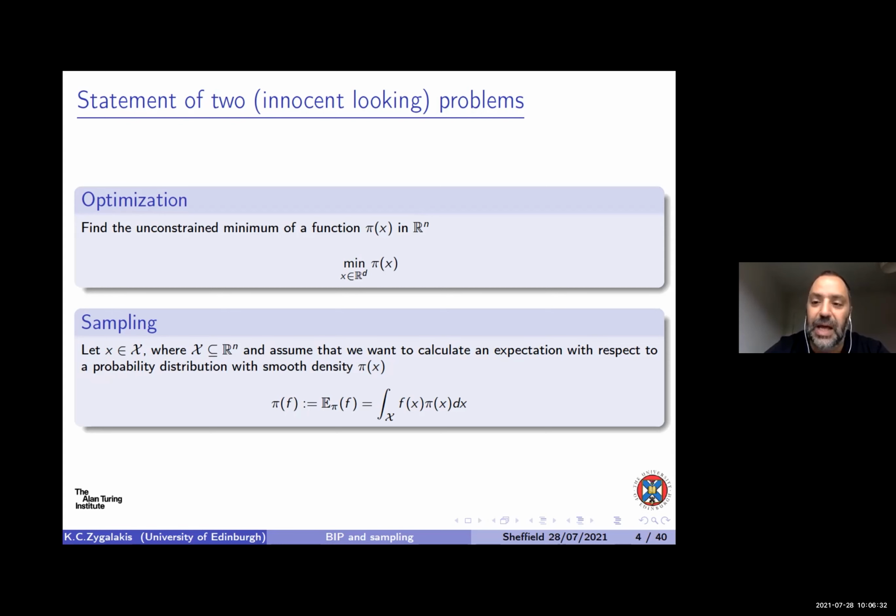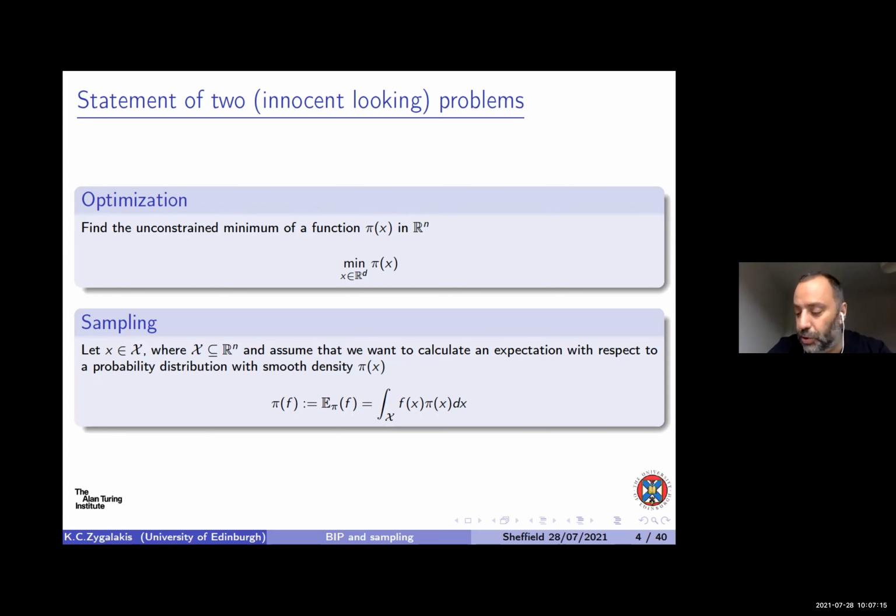And then the other problem that is also very innocent looking relates to sampling. Somebody gives you a probability distribution with a smooth density pi of x, and you're asked to calculate some expectations with respect to that density pi. The big problem here is that the space that you are integrating over is quite high dimensional, so you couldn't do things like quadrature or anything like that. But the point is that these two problems are quite simple to state, and they really appear all the way through applied mathematics.